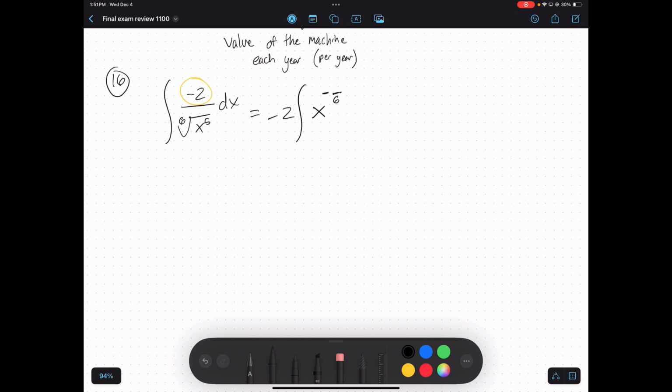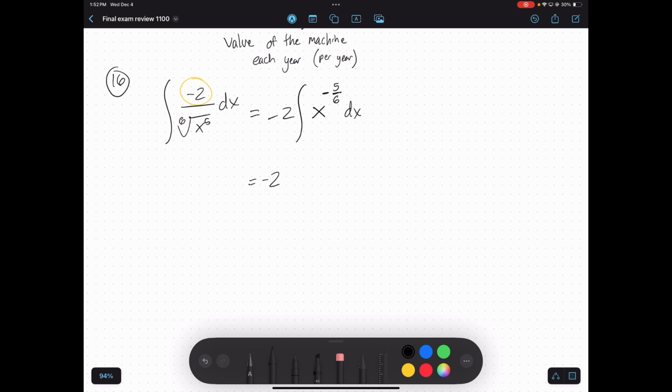What goes in the numerator? The internal power. If it's being raised to a power, that goes in the numerator. So in our case, it's x to the negative 5/6. Okay, much nicer, much more digestible. Do I have an antiderivative rule for a function like this? I do. So now I can use that antiderivative rule.